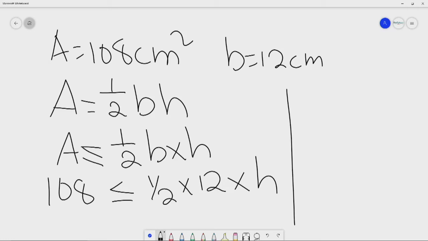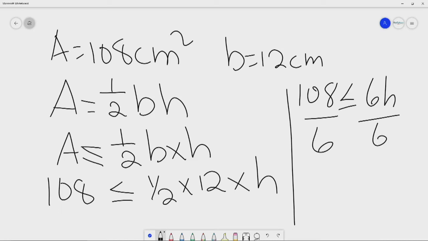So if we are to simplify this, we're going to have 108 is less than or equal to 6h. We divide by 6 because we want to find the value of h. And when we do that, we are going to see that 18 is less than or equal to the height. And there you would have solved yet another worded inequation.